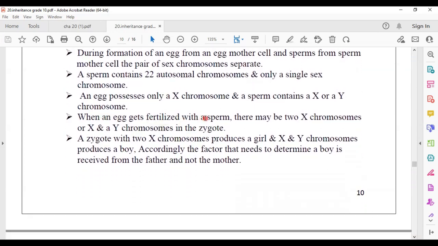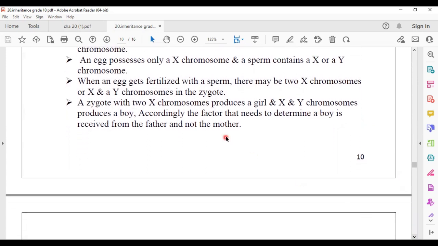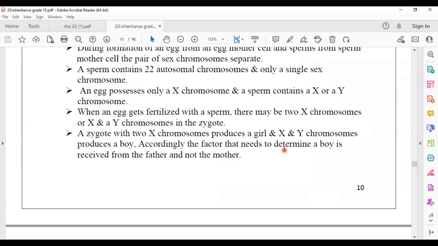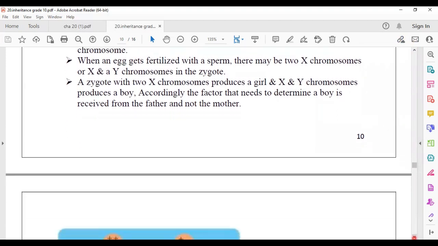When an egg gets fertilized with a sperm, there may be two X chromosomes or an X and a Y chromosome in the zygote. We will see how it is happening. A zygote with two X chromosomes produces a girl, and X and Y chromosomes produce a boy. Accordingly, the factor that determines a boy is received from the father and not from the mother. Because a boy is determined by X and Y chromosomes, this Y chromosome can be obtained only from a sperm, that means from a father.